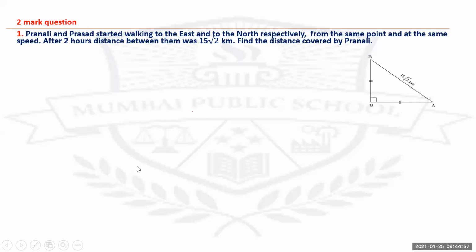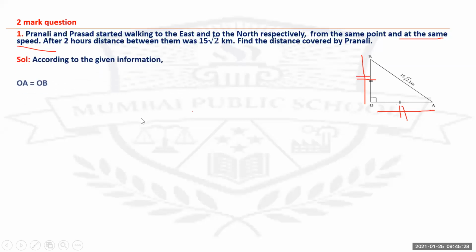Understand whatever is given in the question. Check, it is given: at the same speed. So if Pranali is moving in this direction and Prasad is moving in this direction, the distance covered by both, as they are walking with the same speed, is going to remain the same. So you get this as an isosceles right angled triangle. I will move ahead with the solution according to the given information.